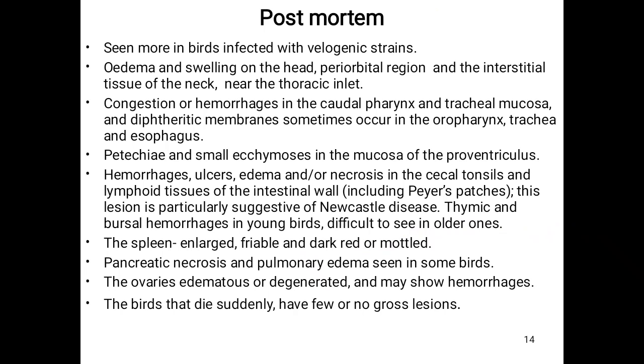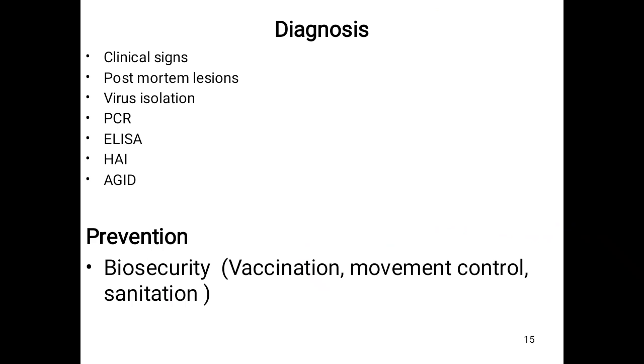The spleen enlarges, friable and dark red or mottled. Pancreatic necrosis and pulmonary edema are seen in some birds. Ovaries become edematous or degenerated and may show hemorrhages. The birds die suddenly with few or no signs.